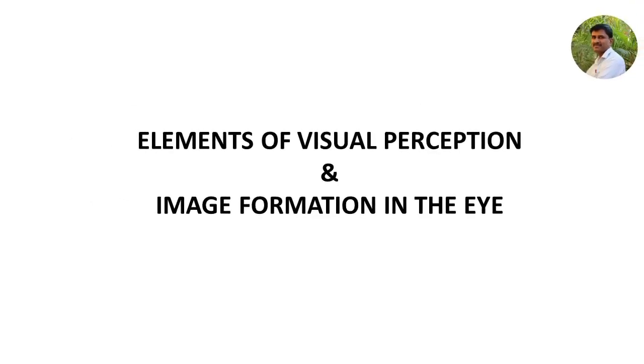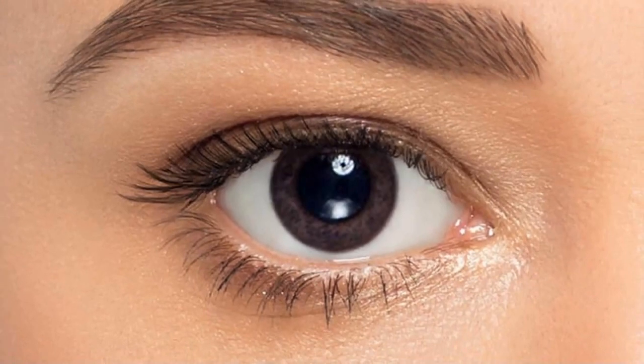In this video, we are going to discuss the elements of visual perception and image formation in the eye. We know that the main element which is responsible for our visual perception is our eye. So let us first discuss the structure of the eye and then let us go to the image formation in the eye. Externally, we can see three parts in our eye.